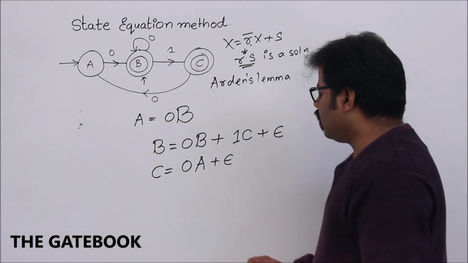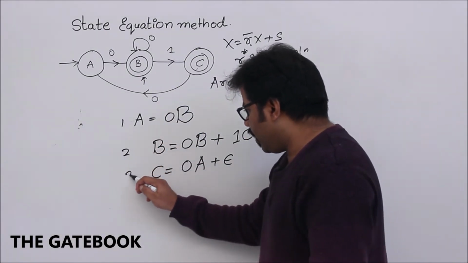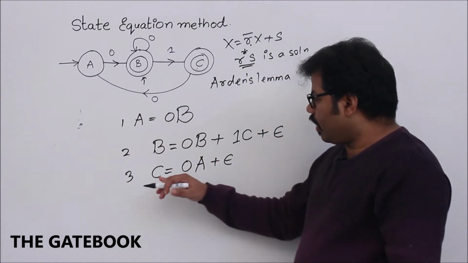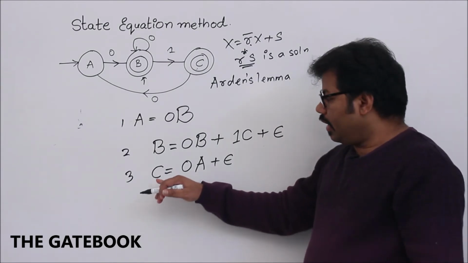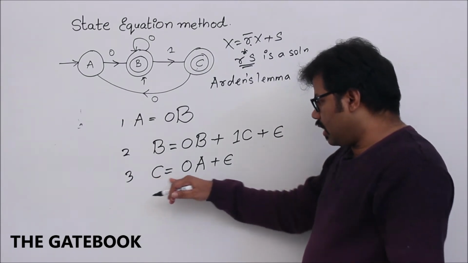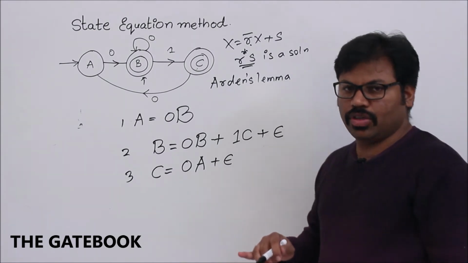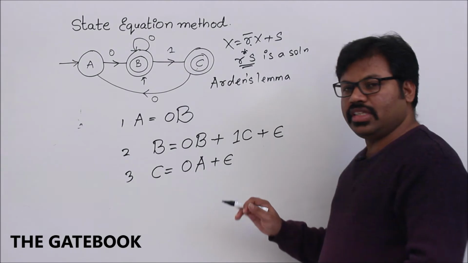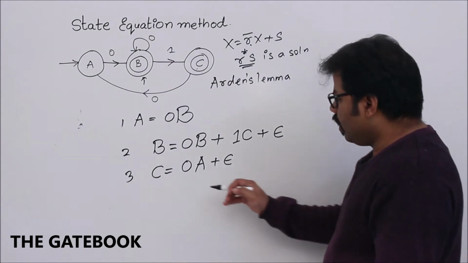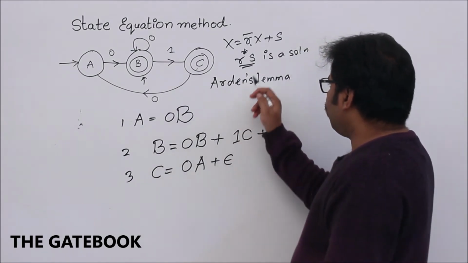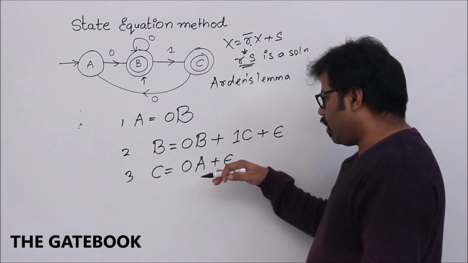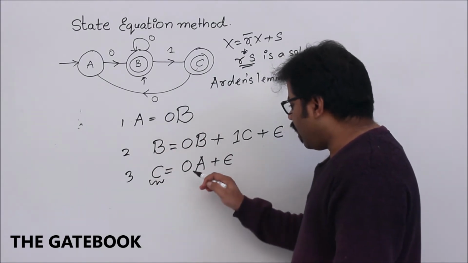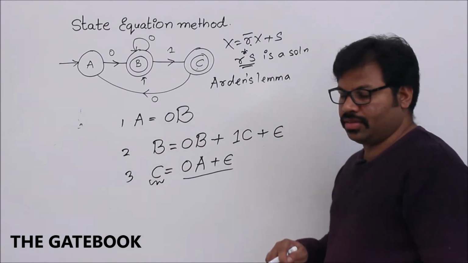Since I have three variables, let me number them like this: 1, 2, 3. First of all, I go to the highest number and I will target this variable c. In this equation, you don't have variable c, so it is already eliminated. Directly I cannot apply Arden's lemma, and I don't want to, because it is not applicable here. From now onwards, anywhere c appears, I will always substitute 0a plus epsilon.